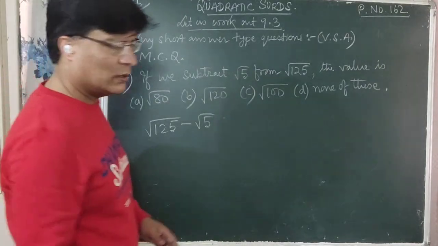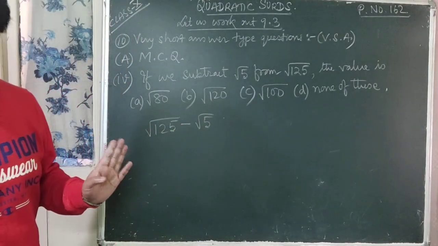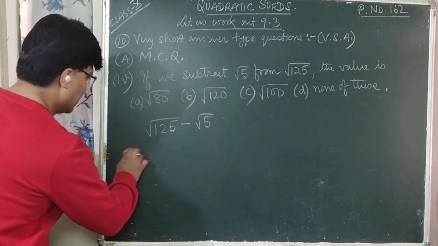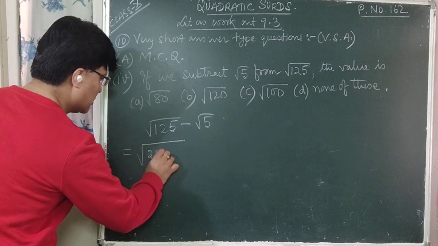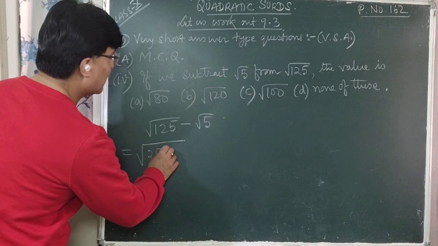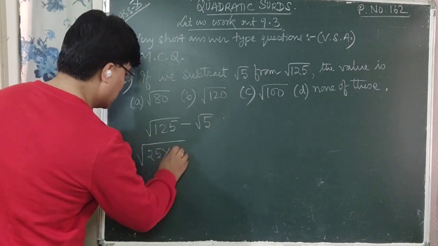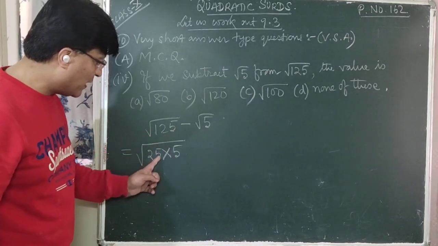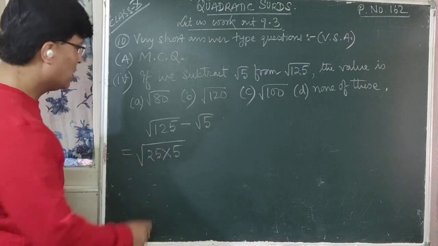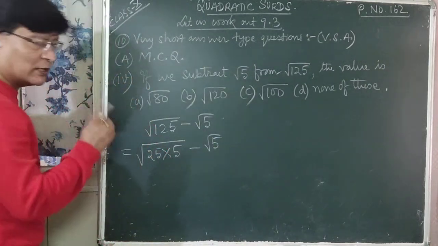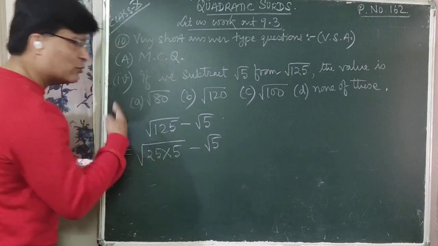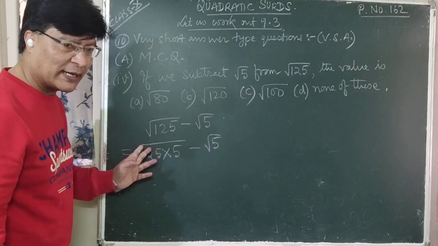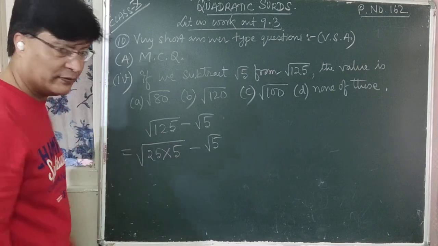So it is not just subtracting 5 from 125. That is wrong. Okay? Let us first convert this surd into a simple surd. Root over 125 means root over 25 into 5, right? We are converting this root over 125 into a simple surd, minus root 5. So root over 125 you can simplify further as root over 25 multiplied by 5.